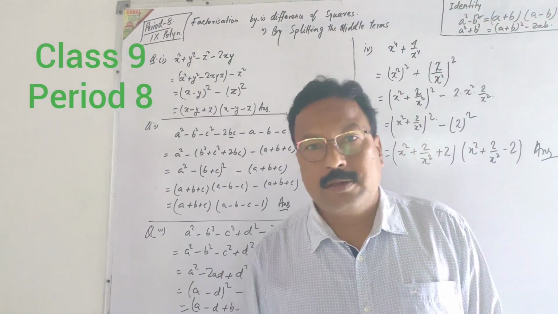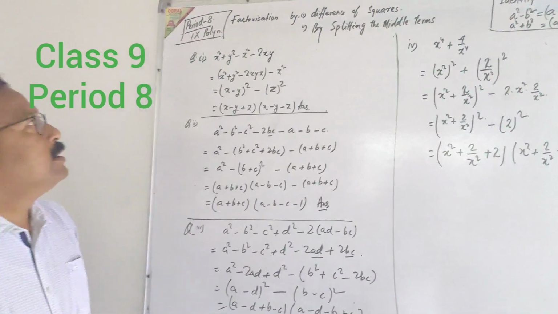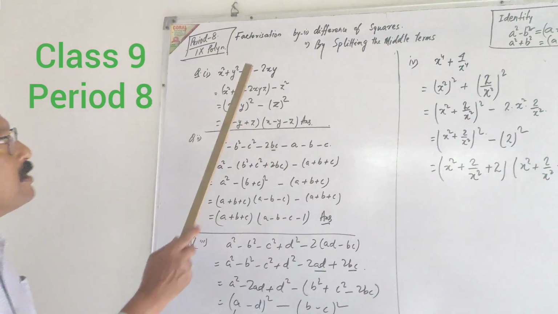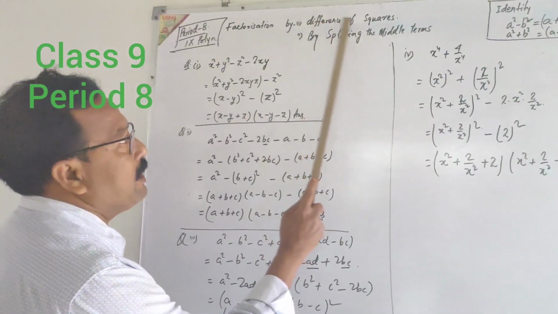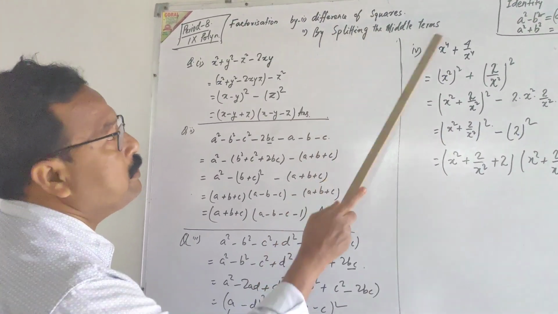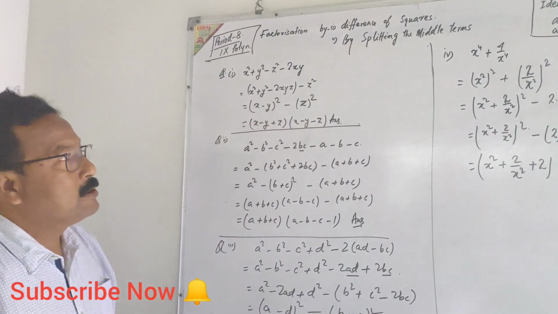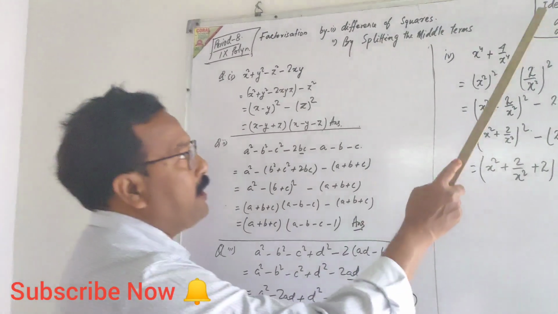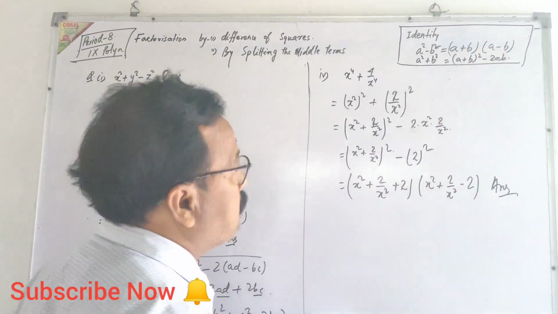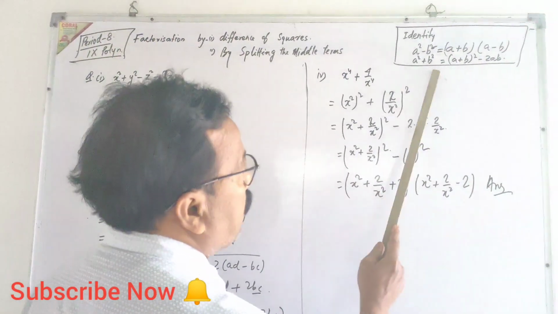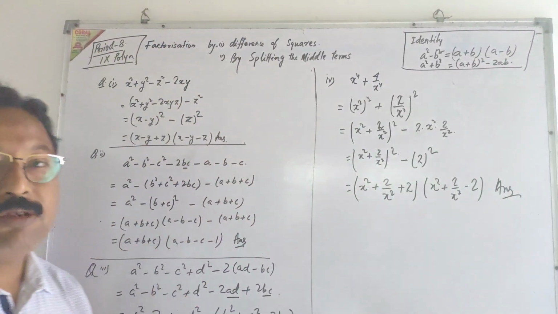Hi dear students of class 9, it is our period 8th and today we learn the concept of factorization by two ways: the difference of squares and by splitting the middle term of quadratic polynomials. Here we will use two identities, namely a square minus b square equals a plus b into a minus b, and a square plus b square equals a plus b whole square minus twice of ab.